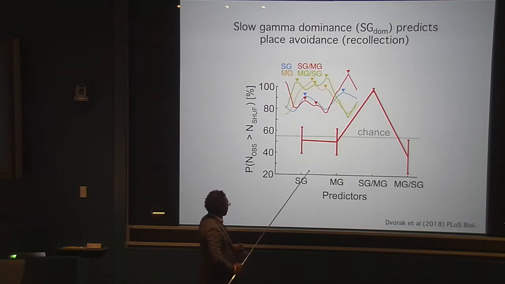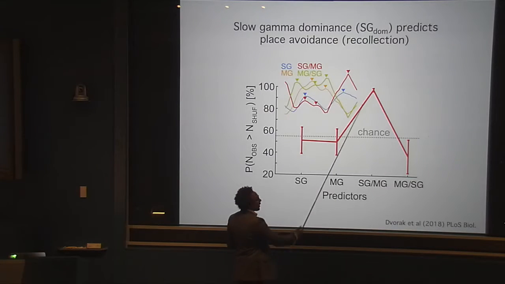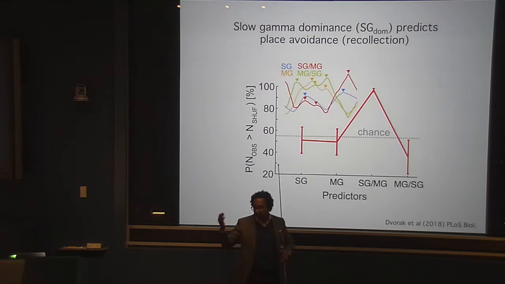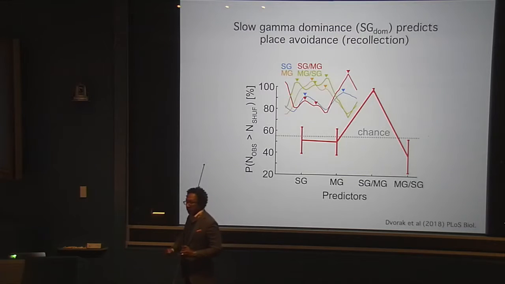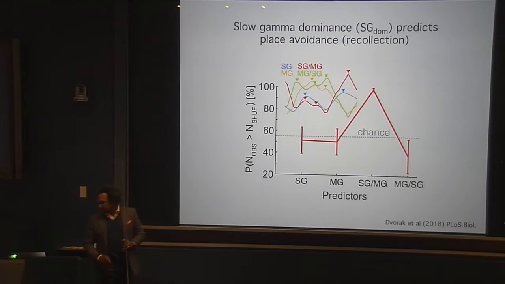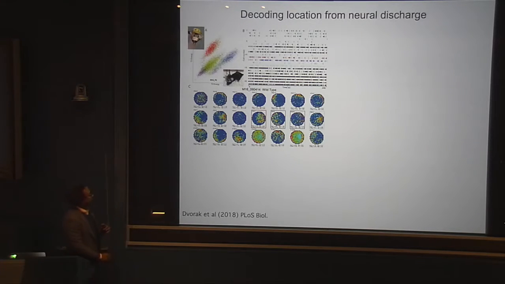We call it slow gamma dominance. You're able to predict quite well, at least above chance, that the animal is going to actually make an avoidance in the next 3 to 4 seconds. Okay, so we might have a signal that has something to do with the animal wanting to get up and walk away. So there's another thing that we can do.